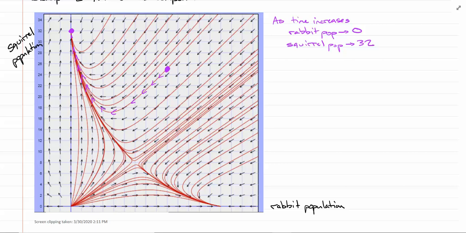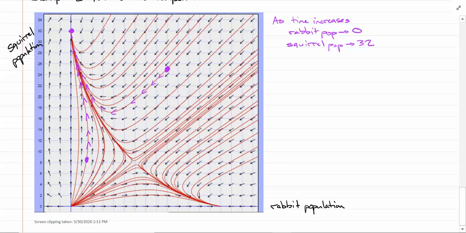Okay, and you notice there's a lot of different solution curves that would approach that same kind of conclusion of the squirrels, the rabbits dying out and the squirrels stabilizing. Right, for example, if your initial conditions were down here at this other purple point, that solution also approaches the same long-term behavior.